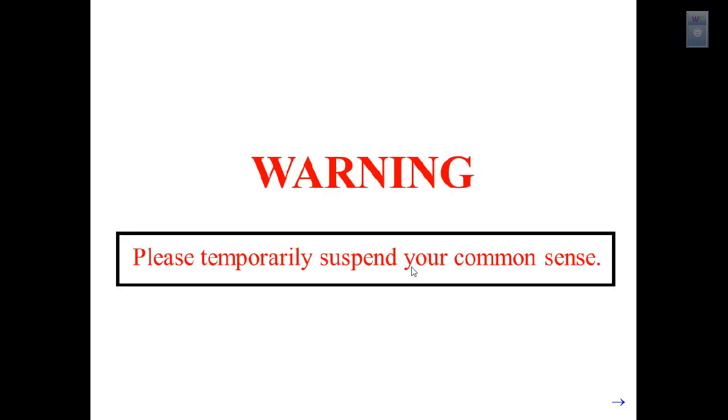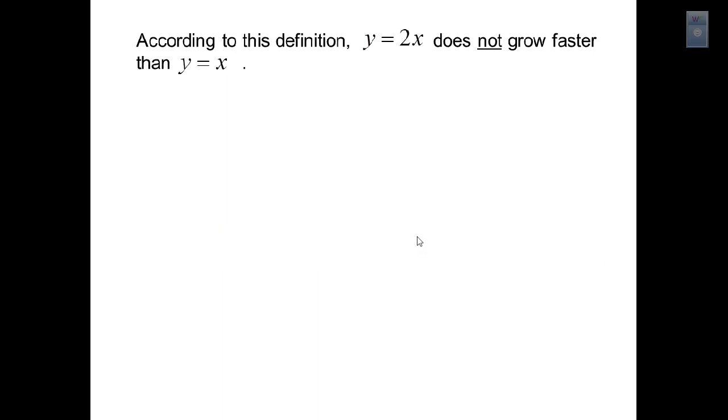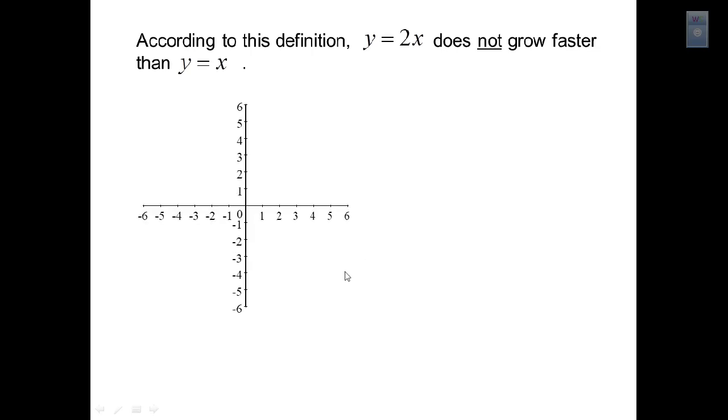Now, here's a warning. Temporarily suspend your common sense for just a second here. According to this definition, y equals 2x does not grow faster than y equals x. They actually grow at the same rate. Now looking at the graph, you can see that this one does technically grow faster, but we're talking about a weird different definition of growing faster.